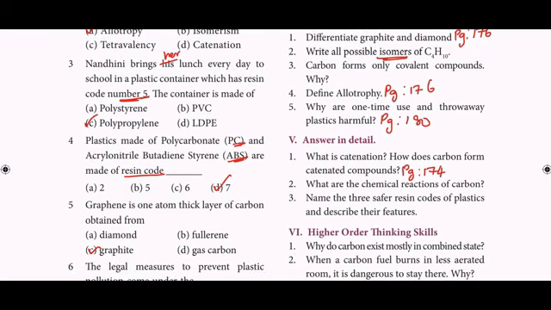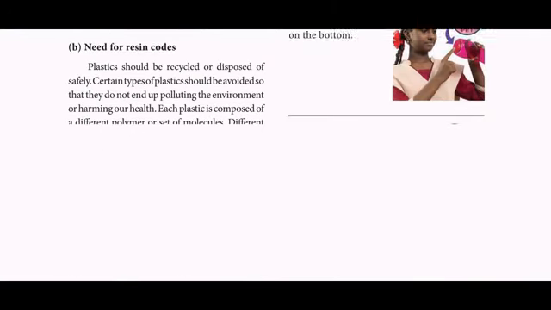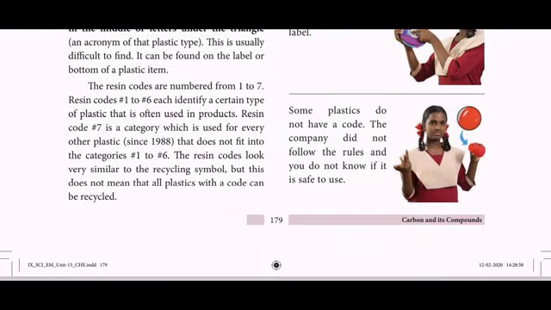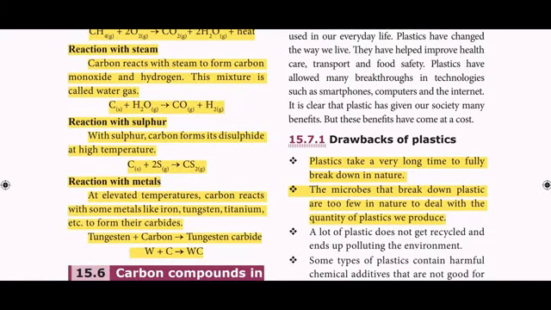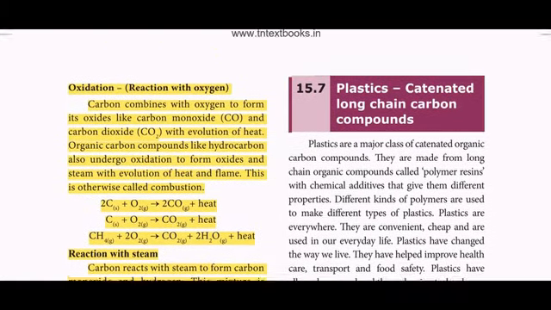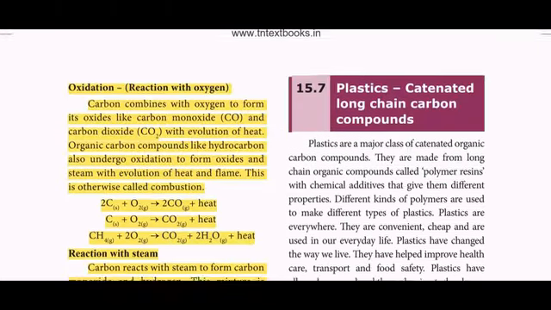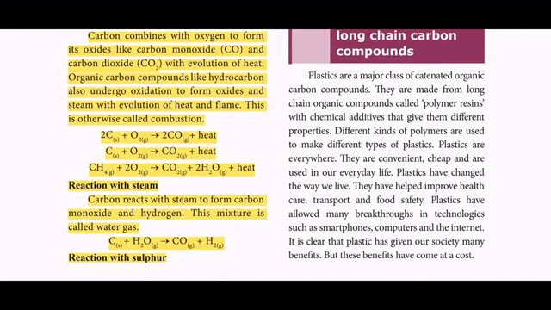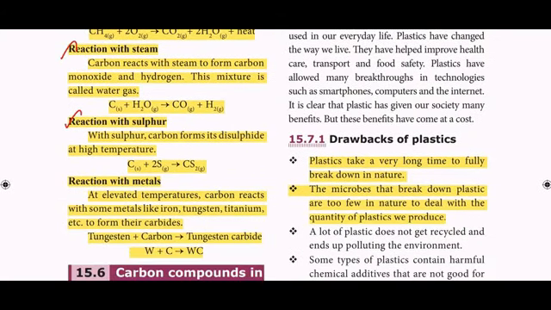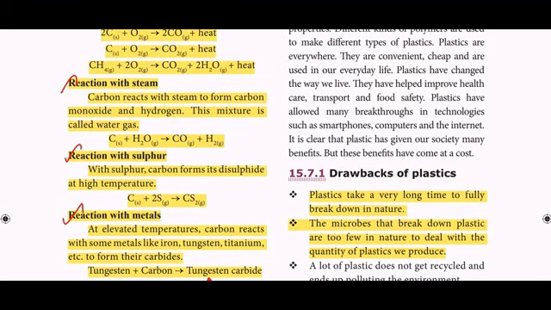What are the chemical reactions of carbon? So, this can be answered from page number 178. The chemical properties of carbon and its compounds: oxidation, reaction with steel, reaction with sulfur, reaction with metals. So, this is the answer for that. Okay, next.